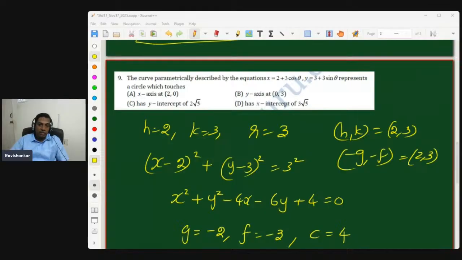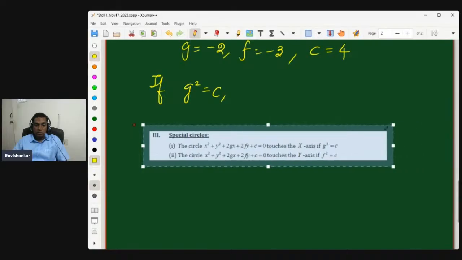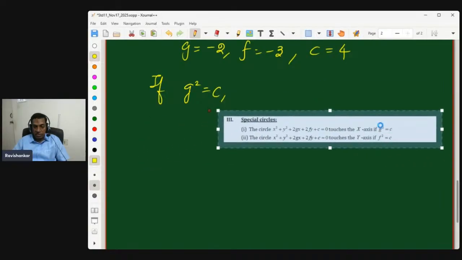So we said a circle touches the x-axis if g squared equals c, and touches the y-axis if f squared is equal to c. Sorry. So this is what we have learned in special circles.